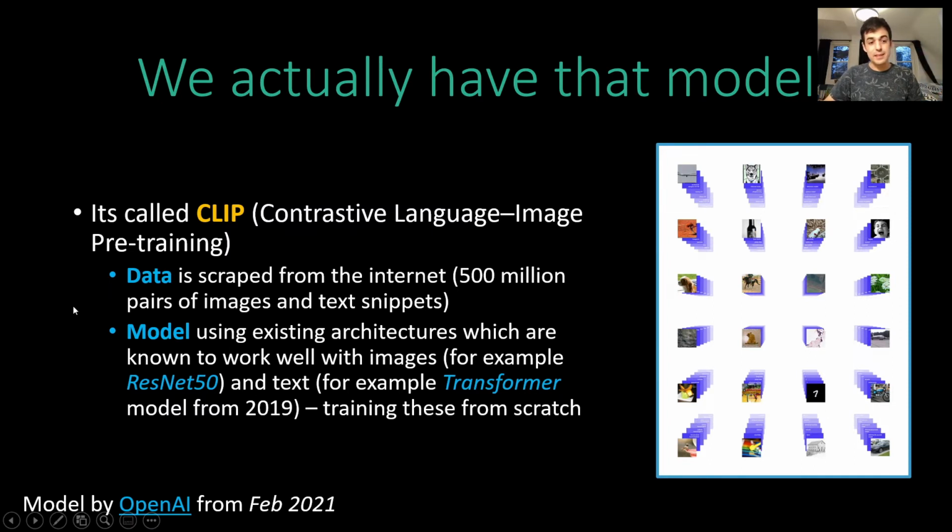So the data that this model was trained on has been scraped from the internet. They somehow do describe a little bit about how this data is collected, but not in super great detail. It contains 500 million pairs of images and text snippets. So given a website, basically you would download all the text from that website and all the images.